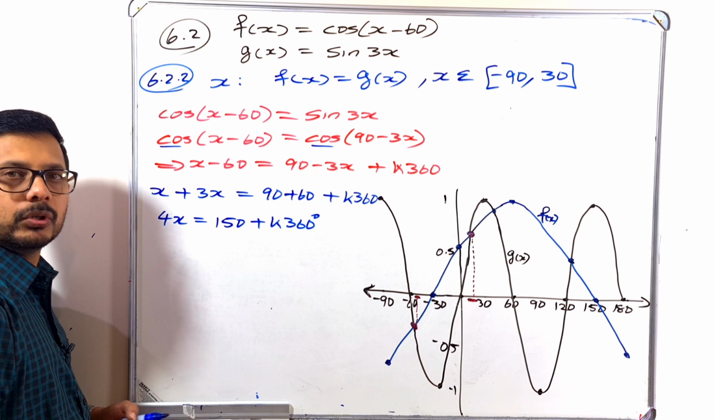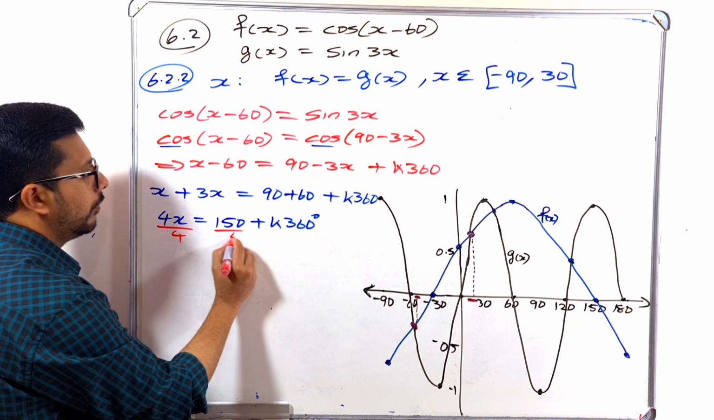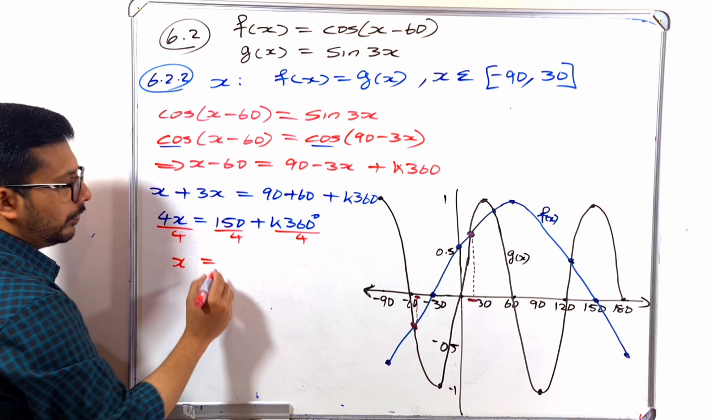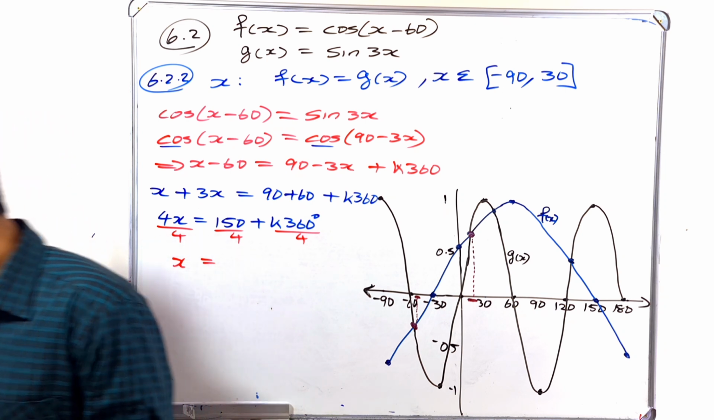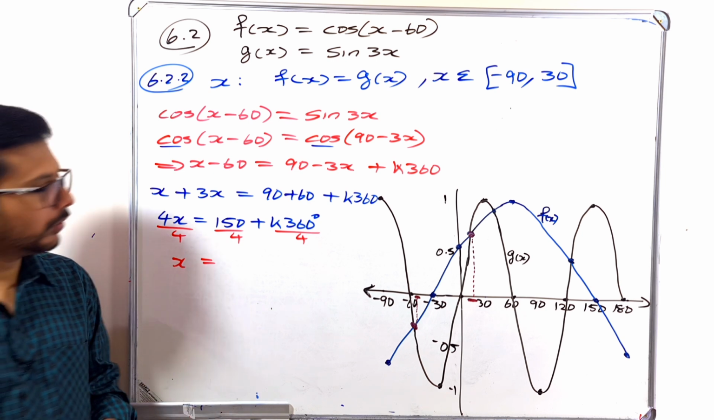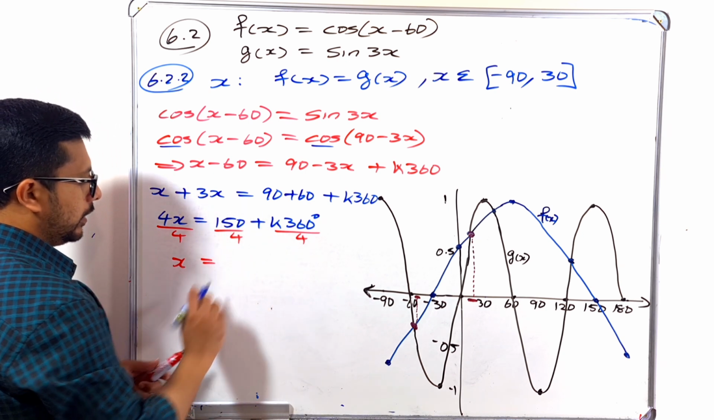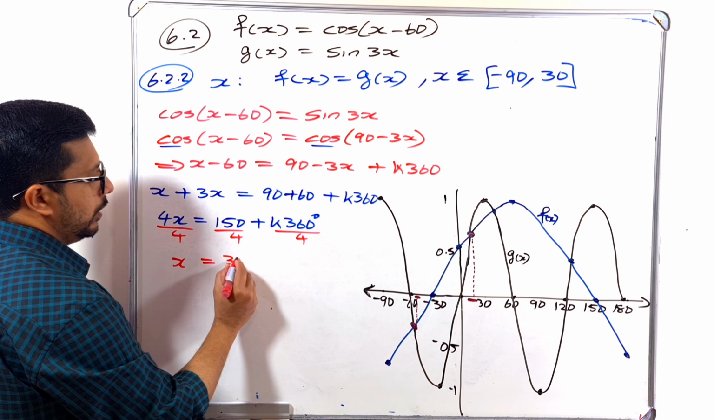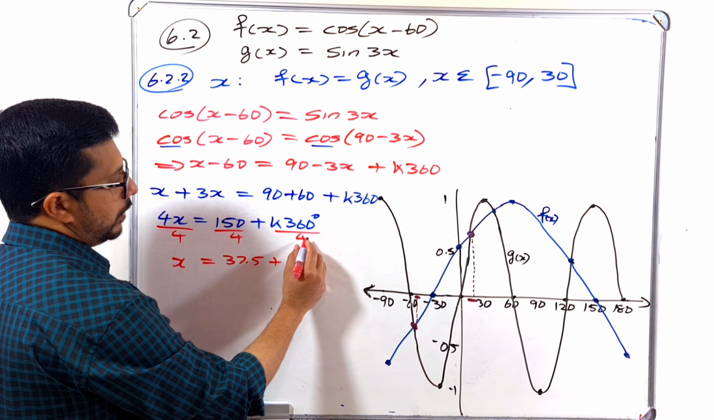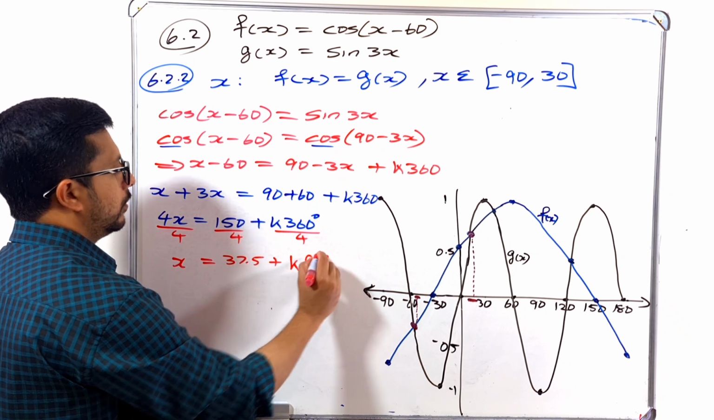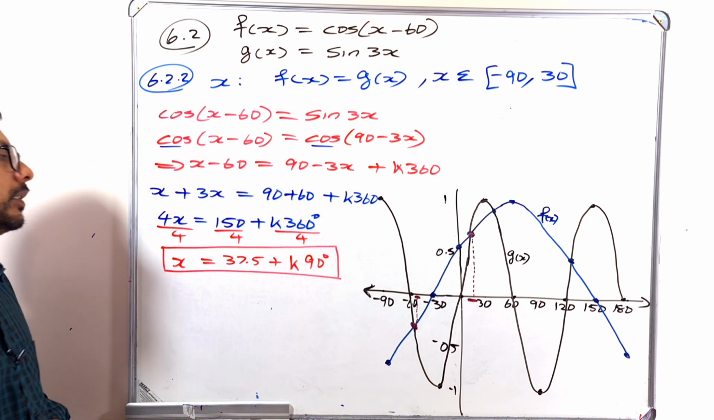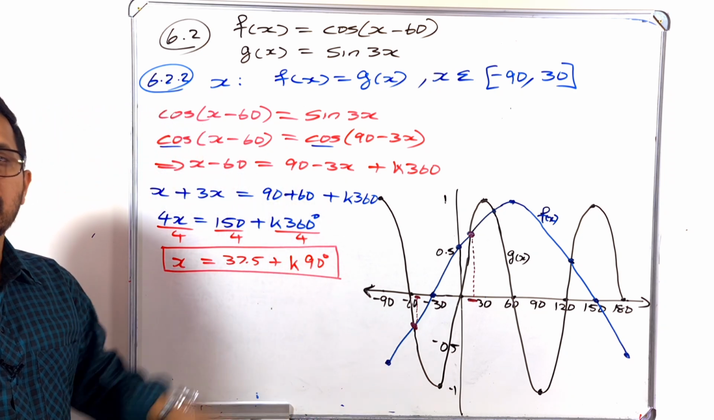So divide throughout by 4. So x is equal to 150 divided by 4. What is the answer? 150 divided by 4 in your calculator is 37.5. So 37.5 plus k times 90. So we got one equation for x, that is x is equal to 37.5 plus k times 90.